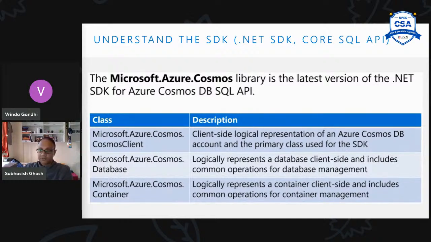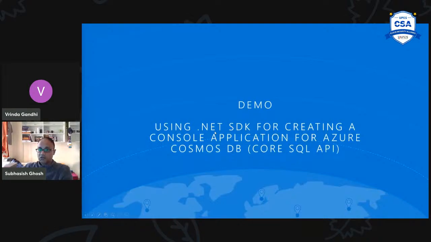You create the client first. Then you have a database. So this is again a logical representation of a database. Then you have a Cosmos container. So container basically represents a logical container on the client side. And then you use different functions on the container to create items, add items, update items, or delete items, or do bulk inserts and all of that. We will be using that.